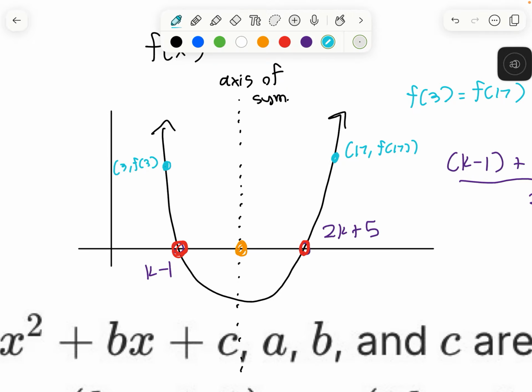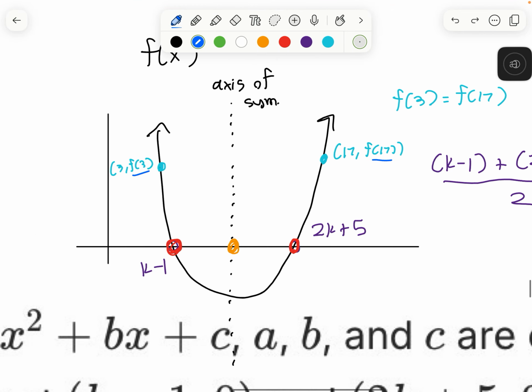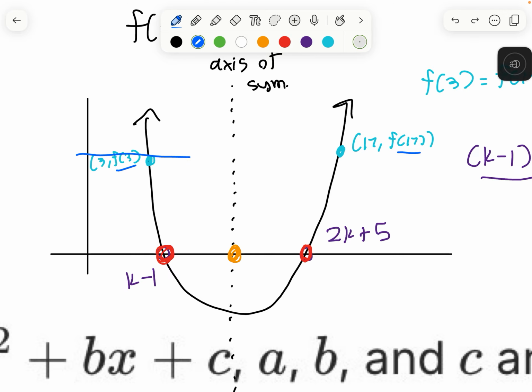Another thing you should know about parabolas is that if the y values are the same, which in this case they are, because they tell us that f of 3 equals f of 17, that means those points are equidistant from the axis of symmetry. Which means the distance from one point to the axis is the same as the distance of the other point from the axis. This is only true if both of the y values are the same, right?